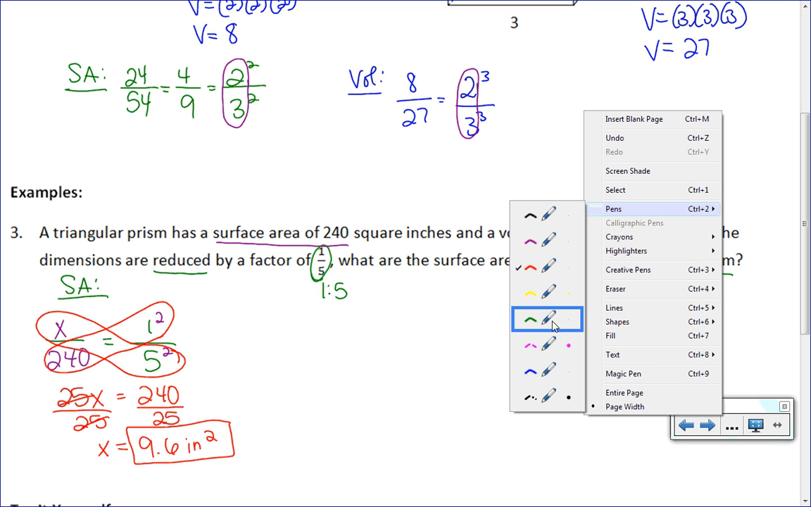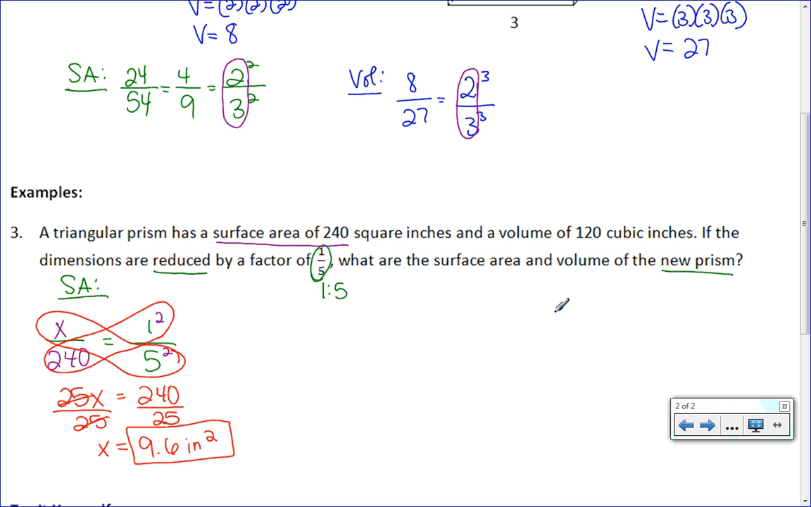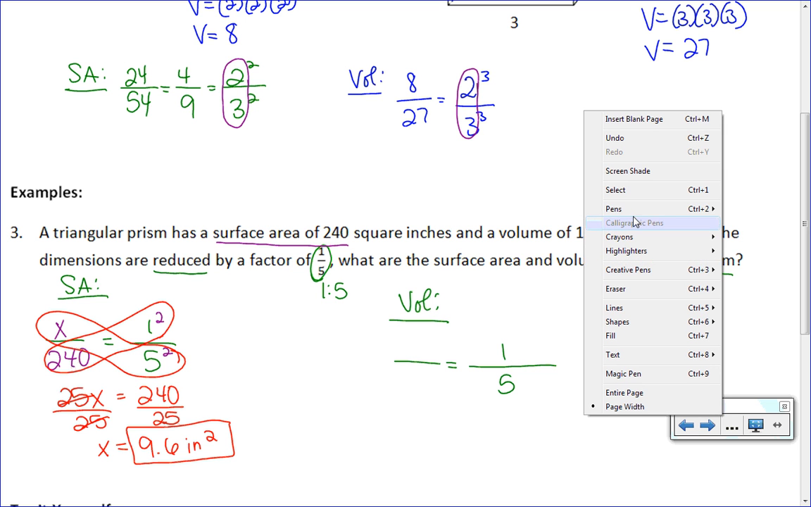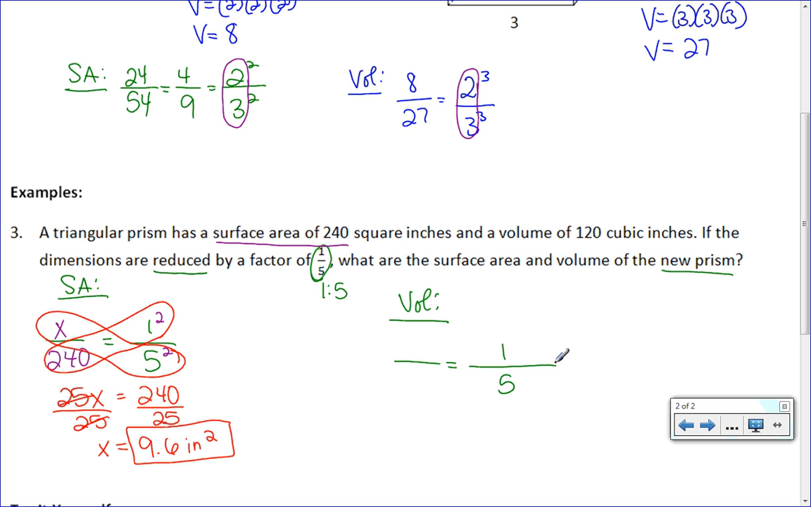Volume will be set up similarly, except this time we're going to be dealing with cubed instead of squared. So for volume, set up a similar proportion. We're still going to use the same ratio, 1 to 5, but now because we're talking about volume and not surface area, these will be 1 cubed and 5 cubed. Again, though, we want the new prism, which is after it was reduced, so that's the smaller volume, so we'll put the x across from the smaller number. And the original volume was 120 cubic inches, so that will go down here, 120.